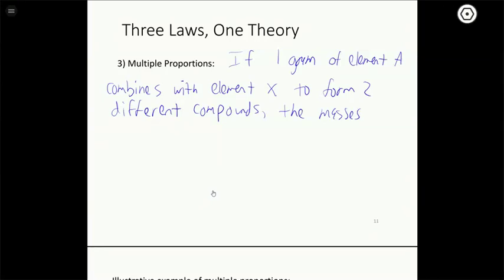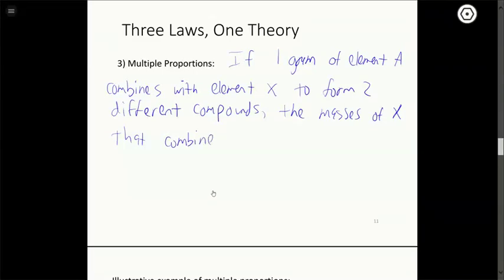You're not going to have typically two compounds that have the same mass ratio, although that is still possible, but for this law we're excluding that possibility. But the two different masses of X that combine with A are going to be whole number ratios of each other, or very small ratios of each other.